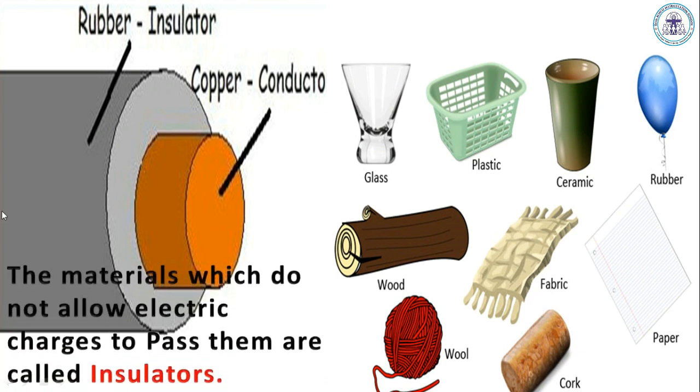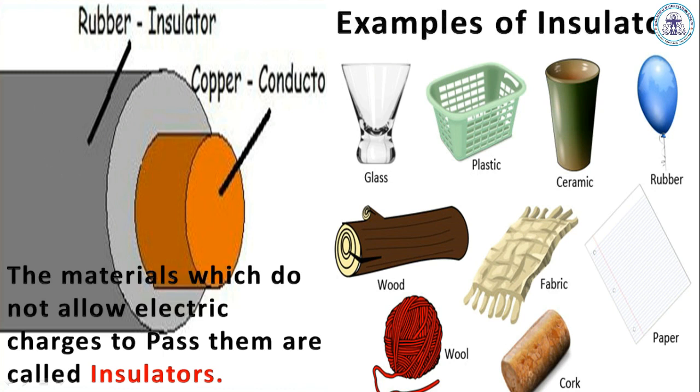Insulators. The materials which do not allow electric charges to pass through them are called insulators or else non-conductors. Examples of insulators are plastic, wood, glass, rubber, china clay, ebonite, wool, fabric, paper, etc.